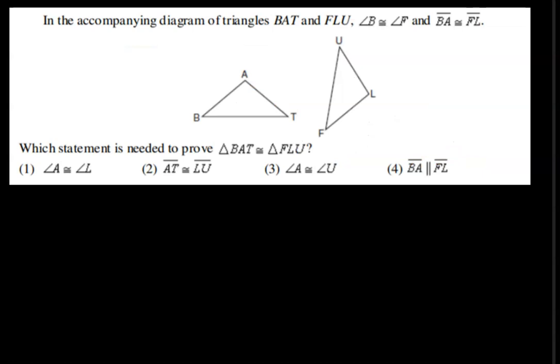In the diagram of these triangles, triangle BAT and triangle FLU, let's say angle B is congruent to angle F. So let's draw that right away. Angle B is congruent to angle F. Then it said BA is congruent to FL. Here's BA. Here is FL. And that's all they gave us. It said, for the question, which statement is needed to prove triangle BAT is congruent to triangle FLU?